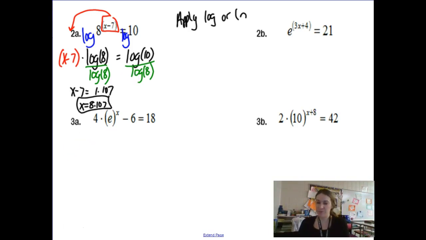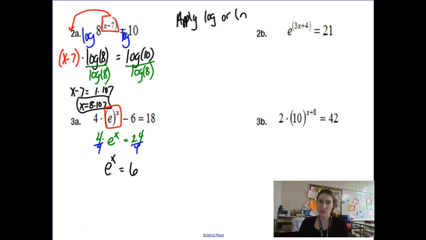So number 3a, we're not ready to apply the logarithm yet because the base is not isolated. So this has to be isolated first. So your first step would be to add the 6 over. So you have 4 times e to the x equals 24. And we're still not quite isolated. Now I have to divide by 4. So we have e to the x power equals 6.